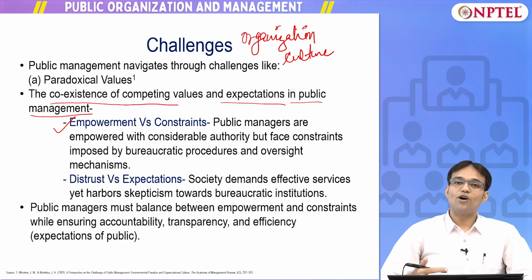Empowerment is about they have got necessary resources in terms of money, power, considerable discretion to design and implement the public policies and the programs, and also they are constrained by various laws, norms, procedures of the government. So, there is a paradoxical nature of the functioning in the public sector organization, very important. Now, what is required is that public managers must balance between the empowerment and constraints while ensuring accountability, transparency and efficiency, which is nothing but the expectations of the public. It is very, very important. That is why we also talked about that the challenges which are faced by public sector organizations, public managers are way different from private sector organizations, right.